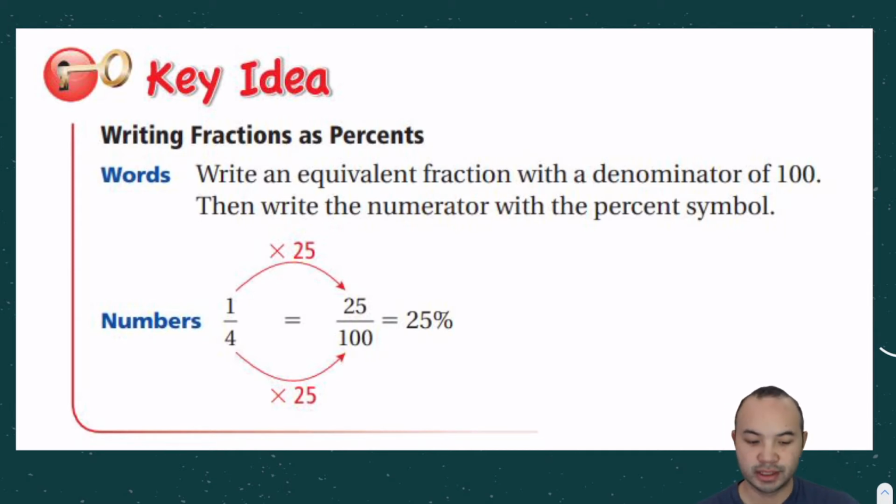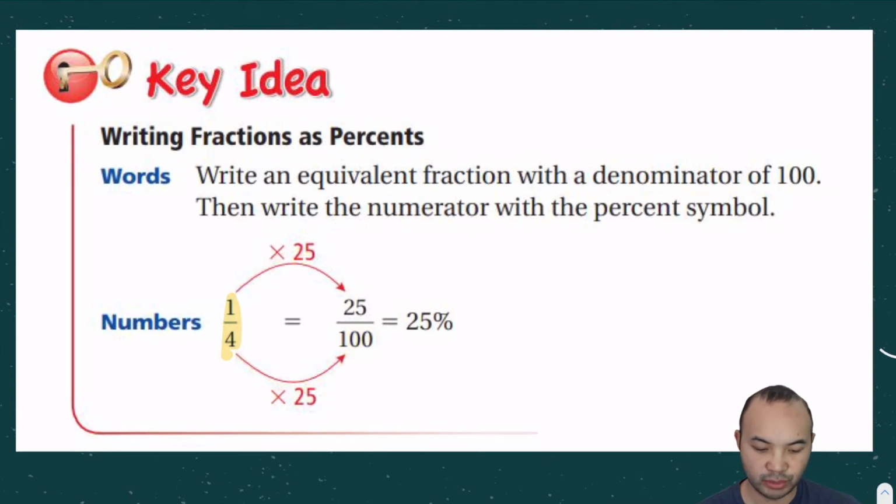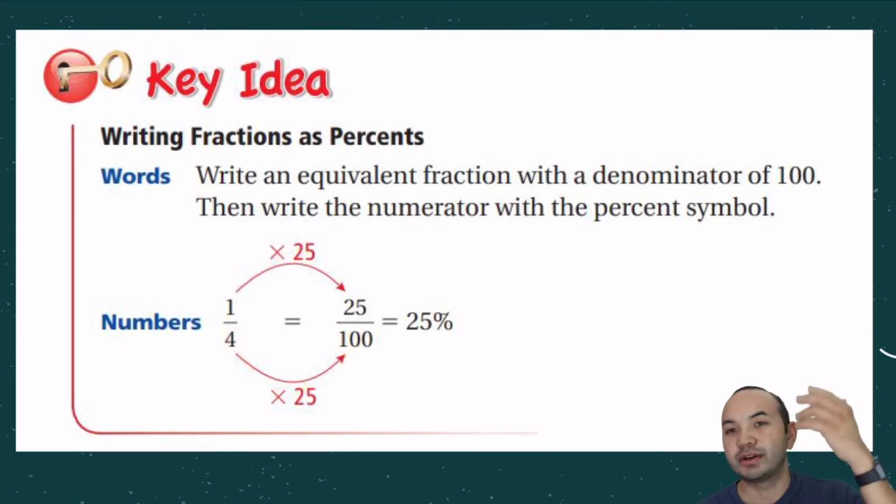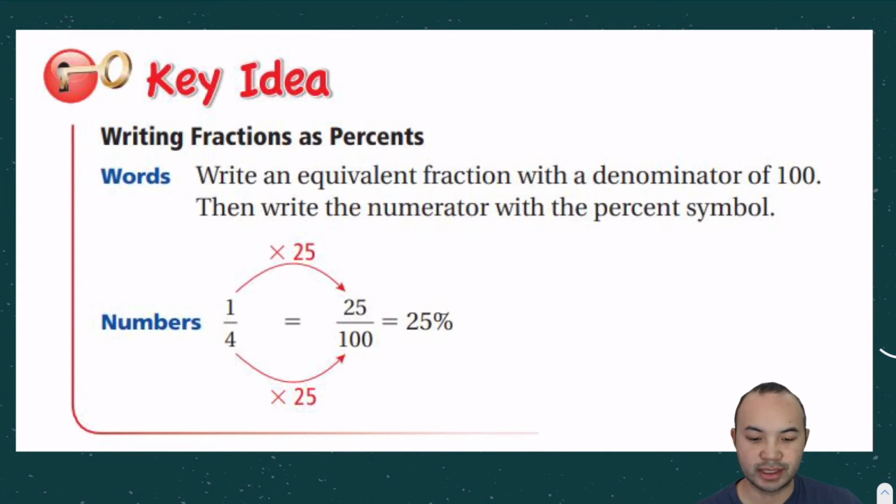So in this case, you can see here it's 1/4, 1 out of 4, you multiply by 25, because if you multiply 4 by 25, you get 100. So if you do that on the bottom, you have to do it to the top as well. So 1 times 25 is 25, so 25 over 100. And then once you have a denominator of 100, you can say that's 25%.